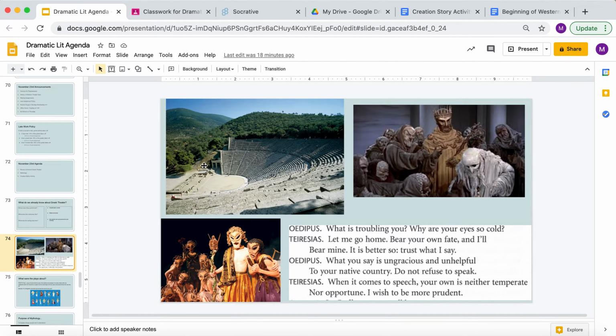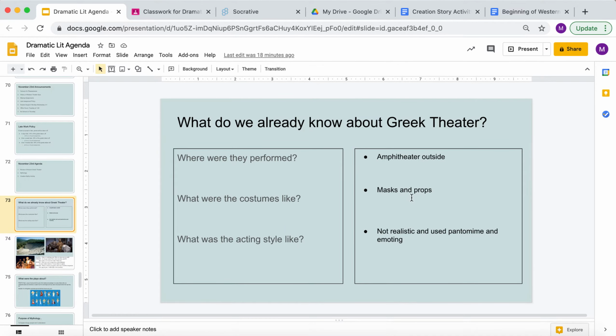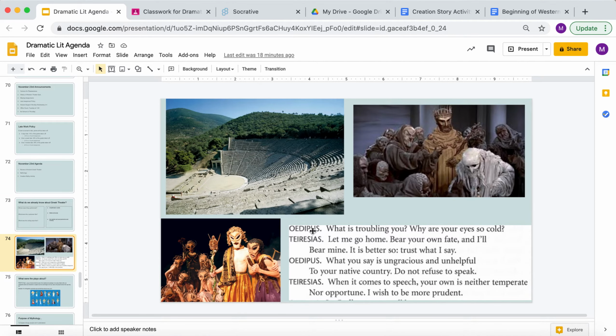We looked at this picture, which is the amphitheater, and we talked about how the costumes needed to be big and the acting style needed to be exaggerated, so that if you were sitting way back here, you'd be able to tell what was going on way down there on the stage. We looked at these pictures of costumes again and looked at a script again from an ancient Greek play to see that the language is old and not very modern.